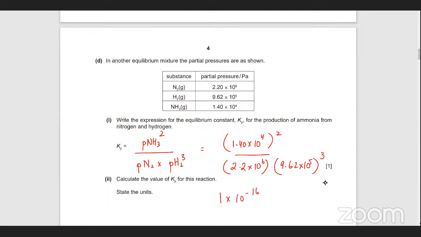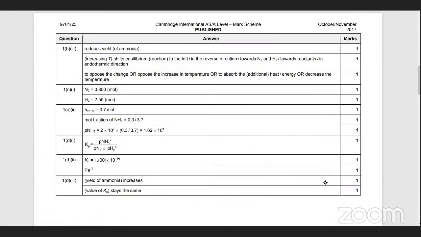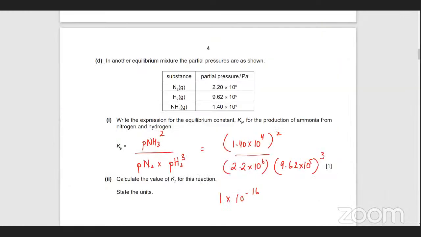You have to give it to 3 significant figures, okay? Let me just confirm. That's 1.00. So it's going to be 1.00 times 10 power minus 16.